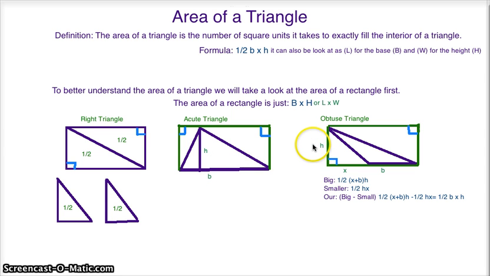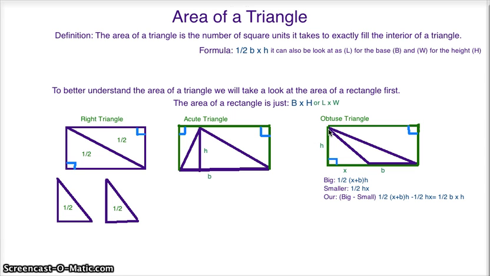And then if we were to look at an obtuse triangle, we would have to think of it as 2 triangles, because we have to add on this portion right here. And so we're going to have a big triangle, which would be this whole thing, and then a smaller triangle, which would just be the part added on.